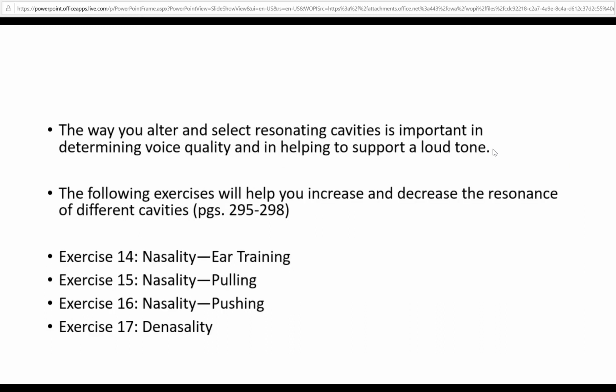So okay, just to drive home that point, the way that you alter and select the resonating cavities is really important in determining your vocal quality, and it also can help support a loud tone. So there are some ways that you can speak that can increase or decrease the resonance of different cavities. And as we learned just previously, resonance can increase your vocal tone.